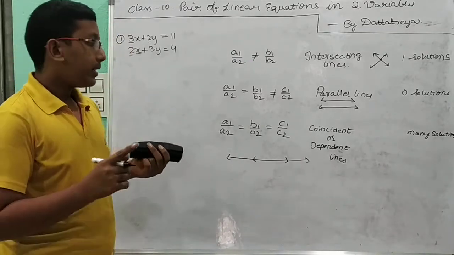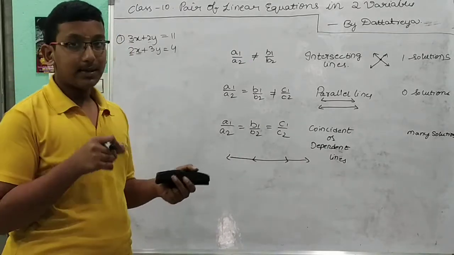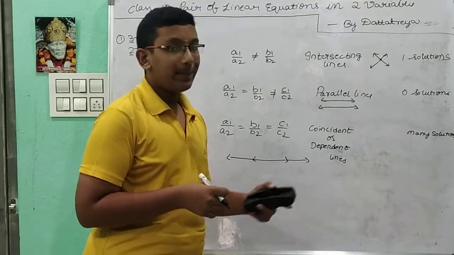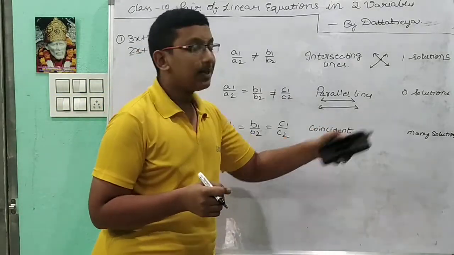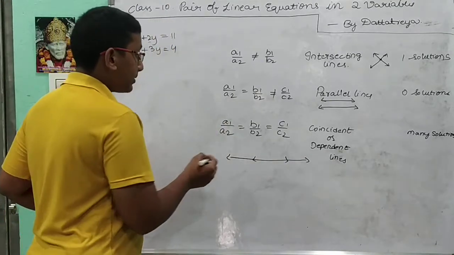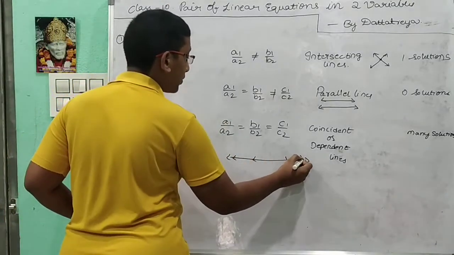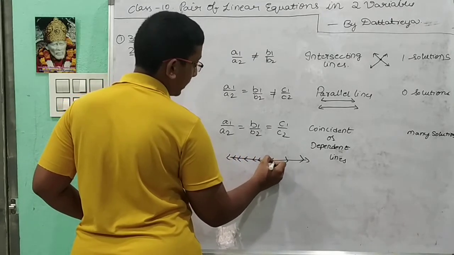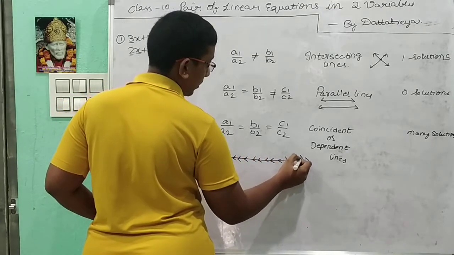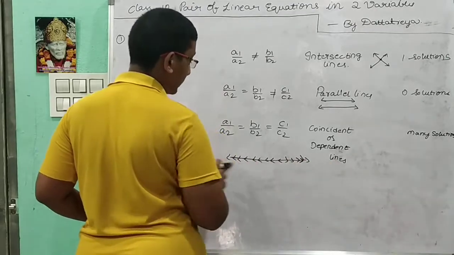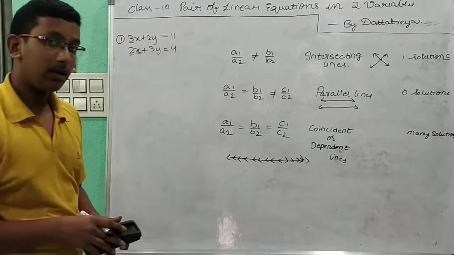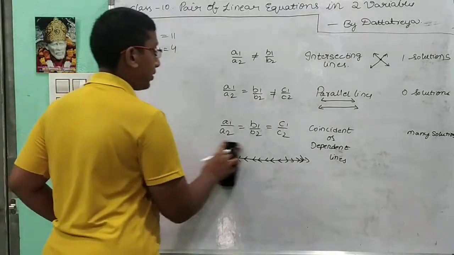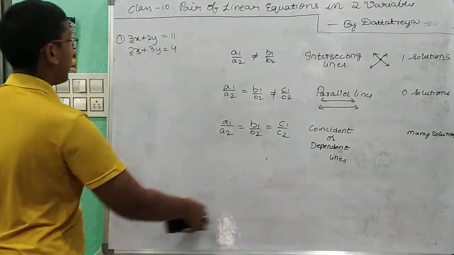When another line lies on the same line, they are known as coincident lines or dependent lines, and they contain many solutions, because on a line you can keep so many points. See, I can keep many in this way. It will be extended, so I can keep many. So this contains many solutions. Now let's go into this question.